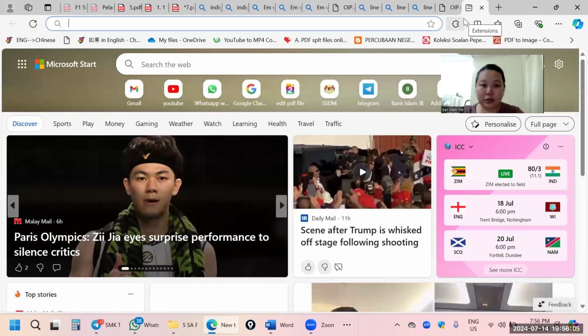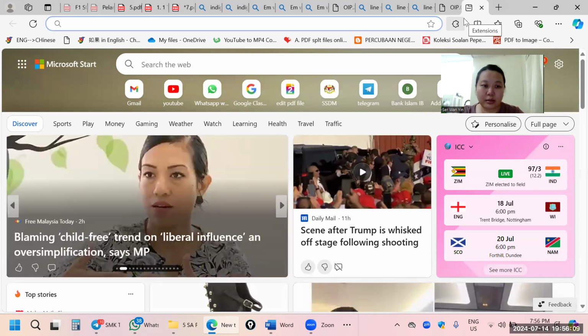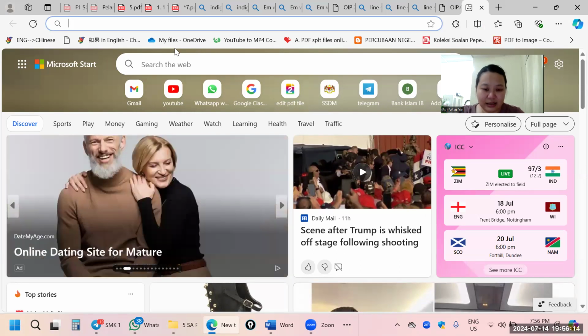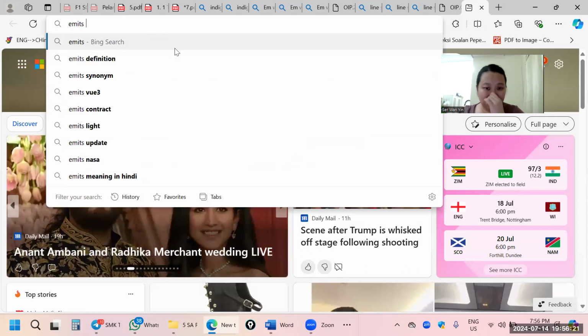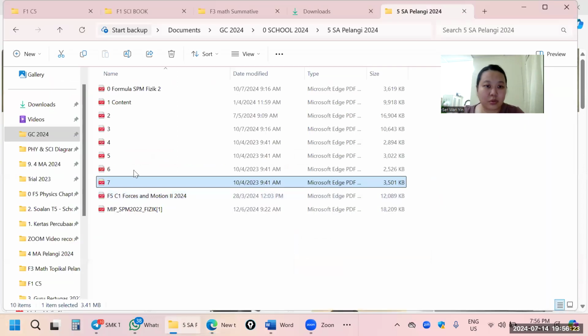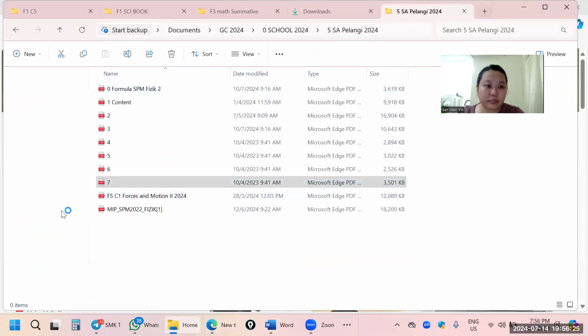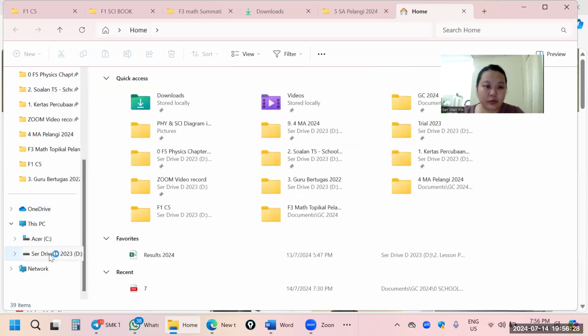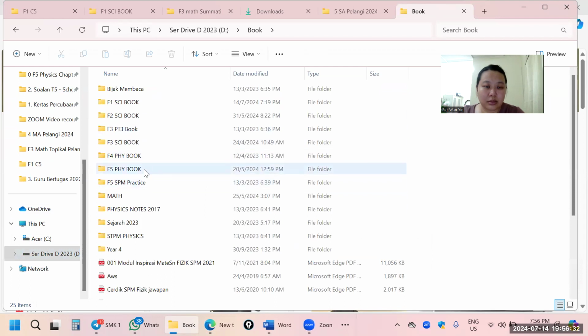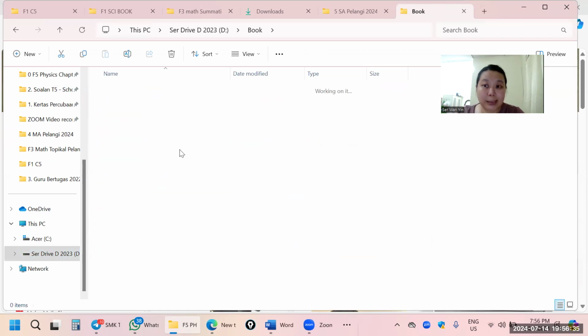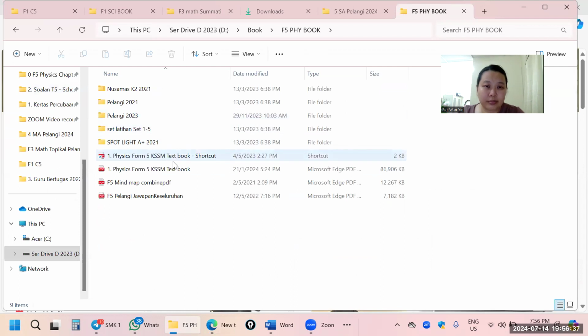If you check your textbook, you can see, oh wow, I'm surprised. Okay, sorry. Maybe I use the textbook. The textbook gives you the colored background.